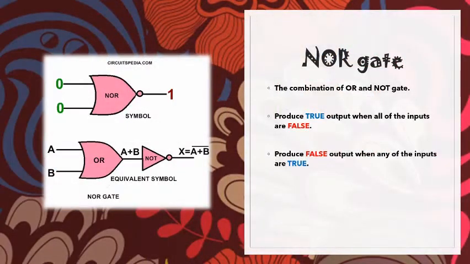Then, the NOR gate. It is the combination of OR and NOT gate. It will produce a true output when all of the inputs are false, and it will produce a false output when any of the inputs are true.